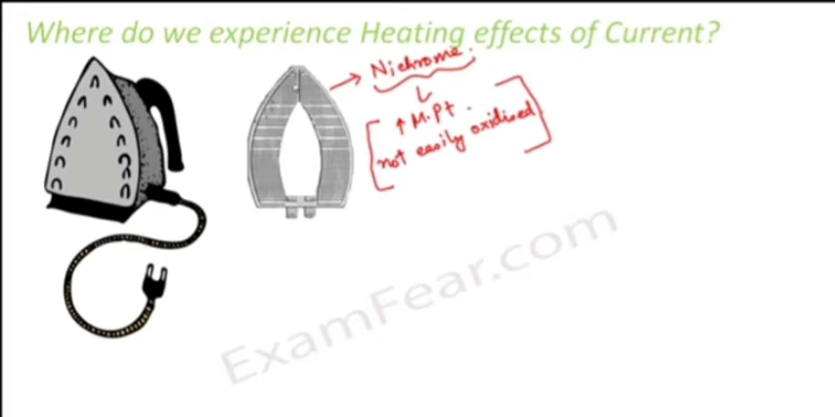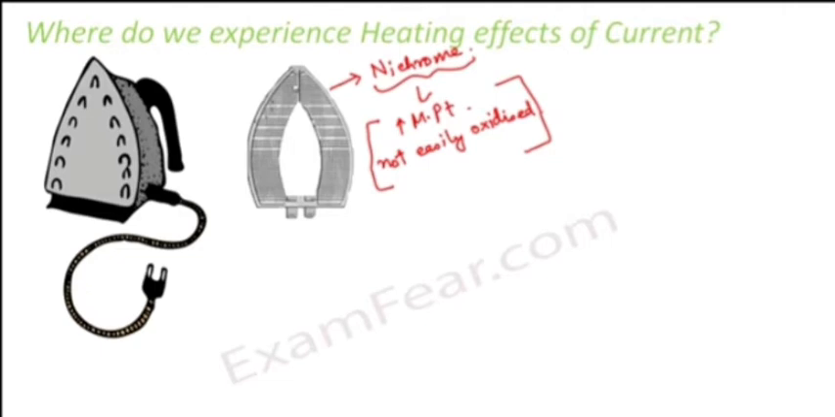Another example is the iron which is used to press clothes. Now when we plug the switch on, what happens? It gets heated up and it helps us to press our clothes. Now do you know the reason behind it? When the switch is on, it means what? There is an electric supply. It means electric current is passing through the circuit and is entering inside the iron.